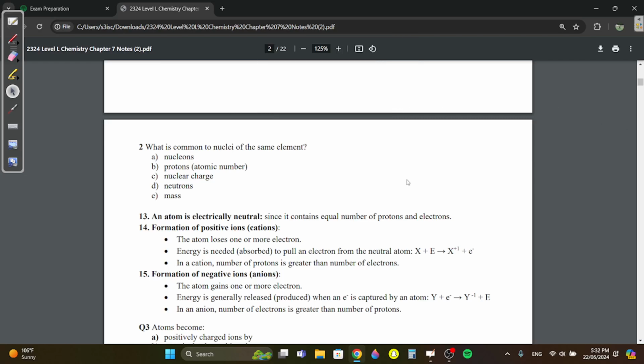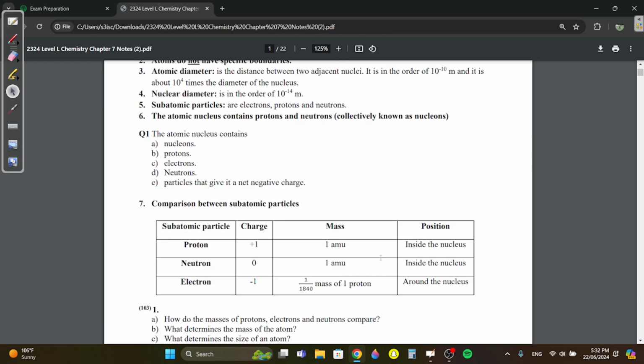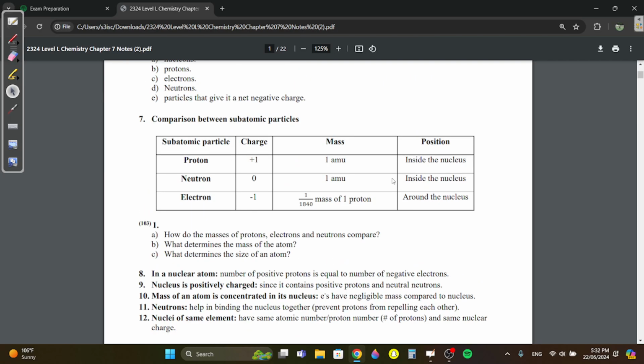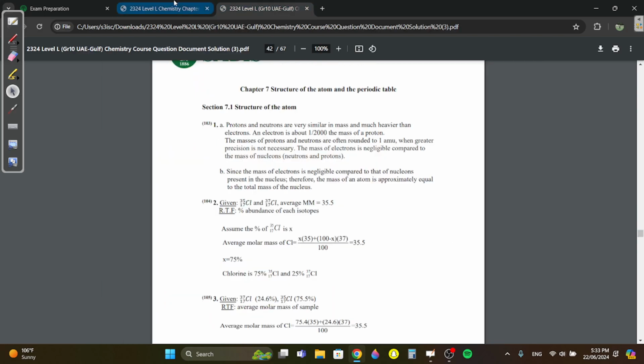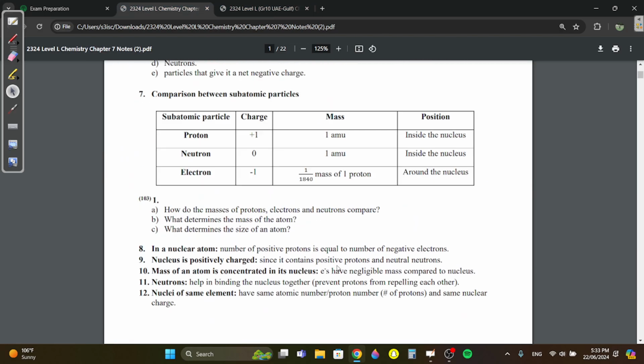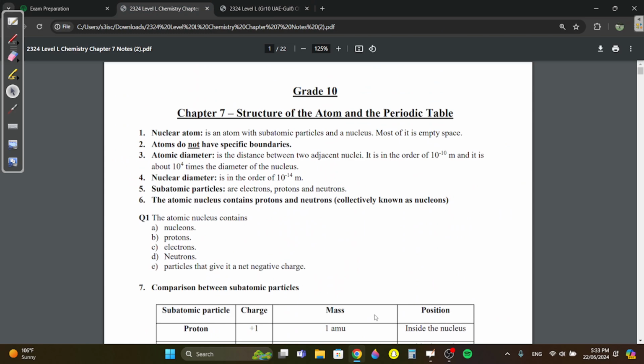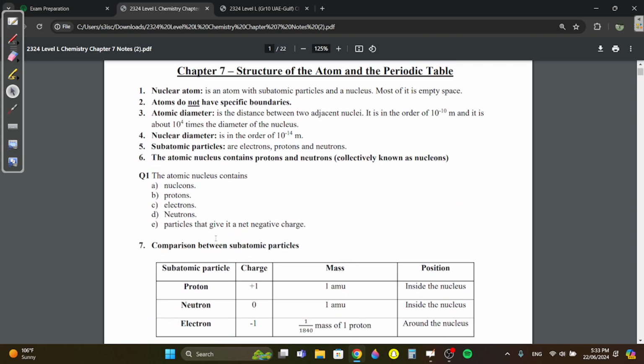Okay, this is chapter 7 notes. This first part. Wait, let me open the solutions. Yeah, these are the solutions over here. This first part is very, very easy. I'm not going to read through the notes.